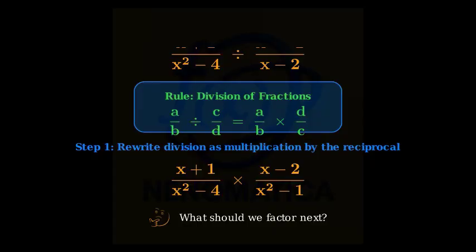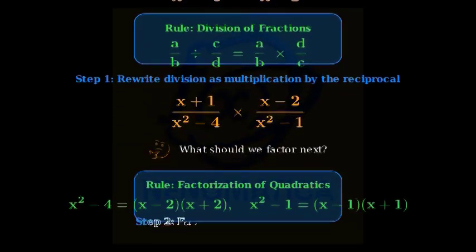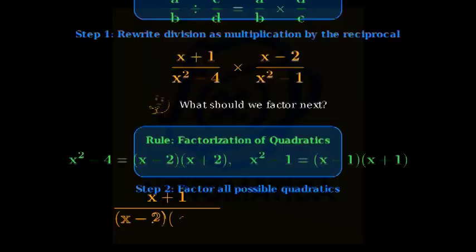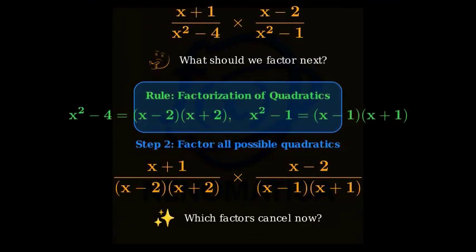We use x squared minus 4 equals x minus 2 times x plus 2, and x squared minus 1 equals x minus 1 times x plus 1. Show the factoring rules, and show the fully factored expression with changes highlighted.